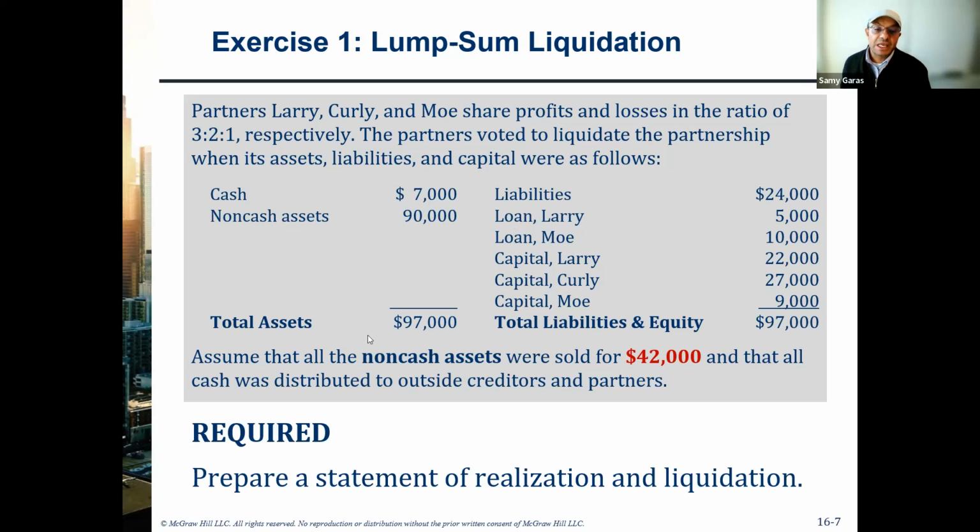So here we have liability to the outsiders and the loans from the partners to the insiders. And we sold the assets for 42. So here we have assets of 90,000, but we sold them for 42. It means we made a huge loss. And who should take it? The three partners should take this loss.